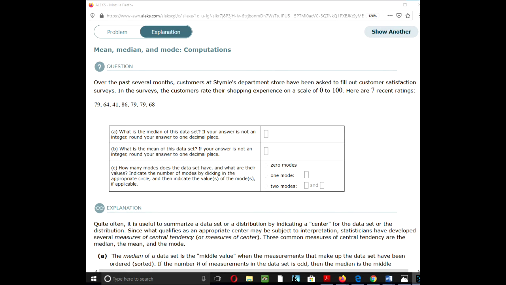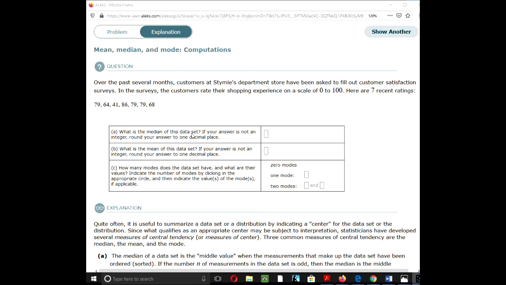Mean, median, and mode computations. Over the past several months, customers at Stymie Department Store have been asked to fill out customer satisfaction surveys. In the surveys, the customers rate their shopping experience on a scale from 0 to 100. Here are 7 recent ratings: 79, 64, 41, 86, 79, 79, and 68. The first question asks, what is the median of the data set? If your answer is not an integer, round your answer to 1 decimal point.